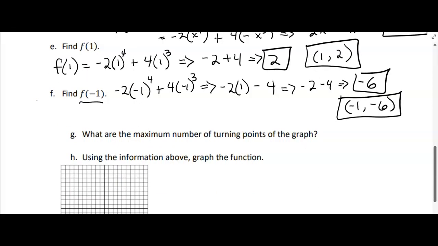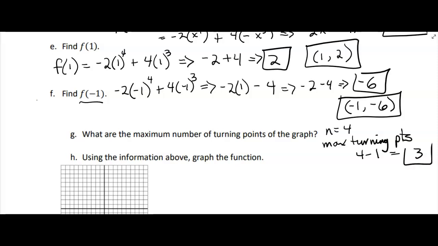What are the maximum number of turning points? Okay, this goes by the degree of the polynomial. N is 4. So the max turning points is 4 minus 1, which is 3. So that's the maximum number of turning points, 3.